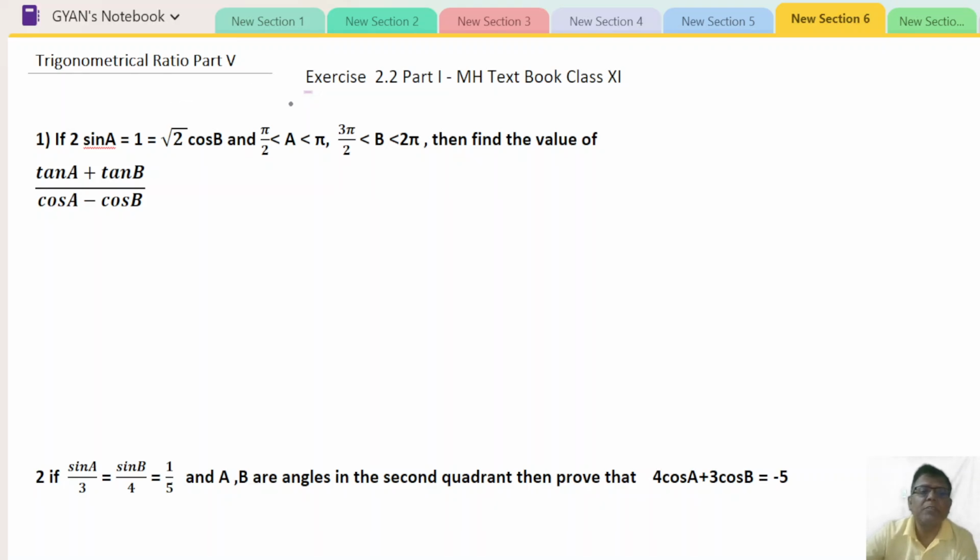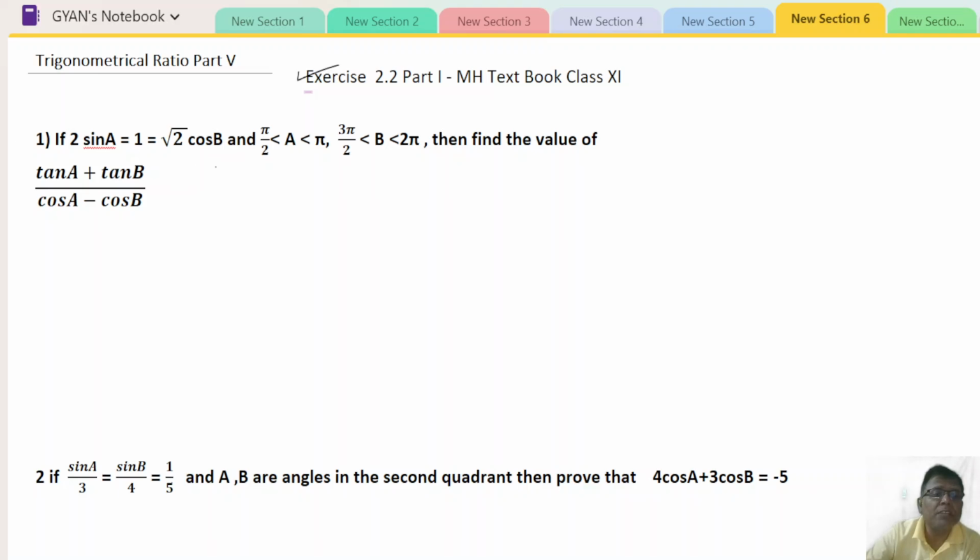Here we'll discuss exercise 2.2 Part 1, from the Maharashtra textbook class 11, and 2.2 Part 2 will be discussed in a subsequent video. So here comes the first question. 2 sin A is equal to 1.